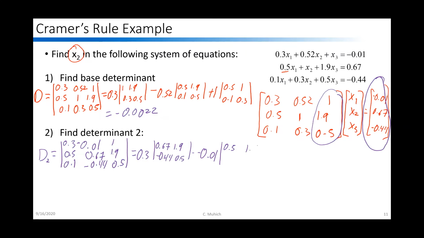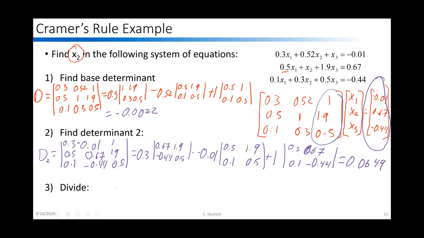When I take the remaining numbers from the determinant, I'm ready for that last element, which is just a plain old 1 times what's in the lower corner, 0.5, 0.67, 0.1, and negative 0.44. When I do this all out, I end up getting 0.0649. Now we have D and we have D2. We're ready to do that third step, which is divide.